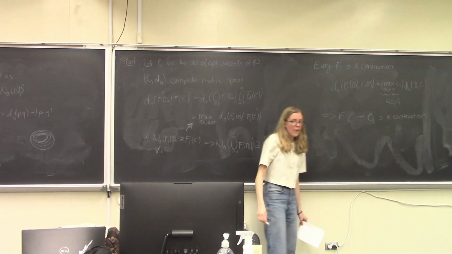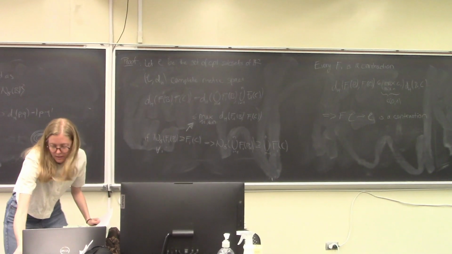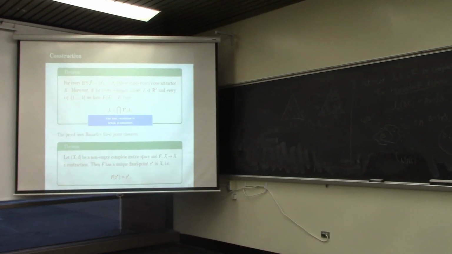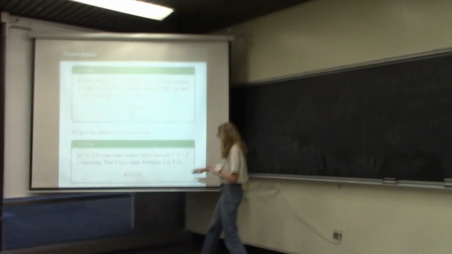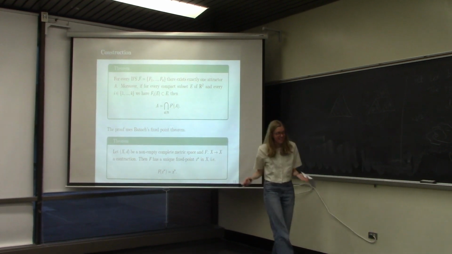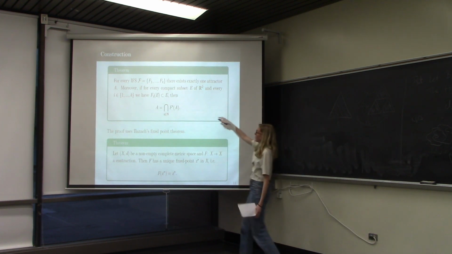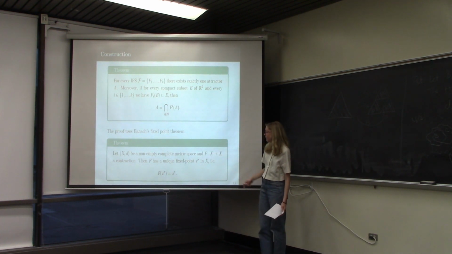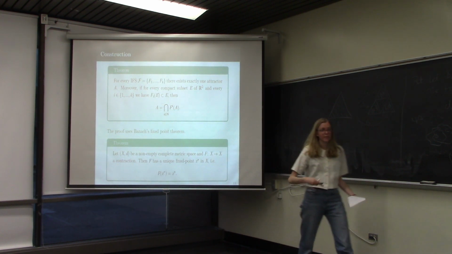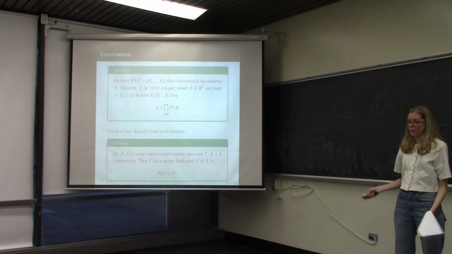Okay. So having that, we can apply Banach's fixed point theorem to find a fixed point. Now, the fixed points in our sets are sets, and this will be our attractor. And the second part of the theorem also comes from Banach's fixed-point theorem, because it also gives you a sequence which converges to this set, which is exactly what we want.